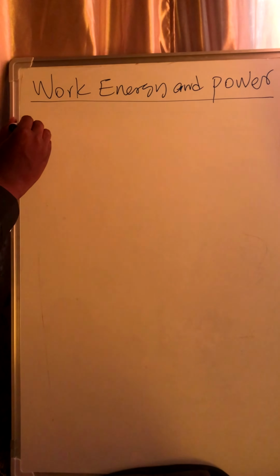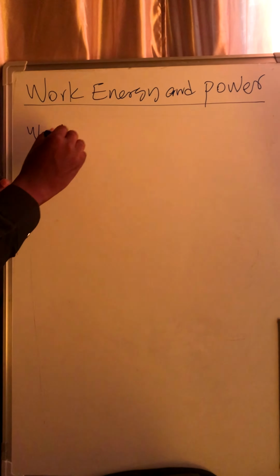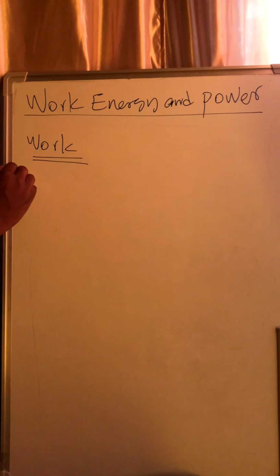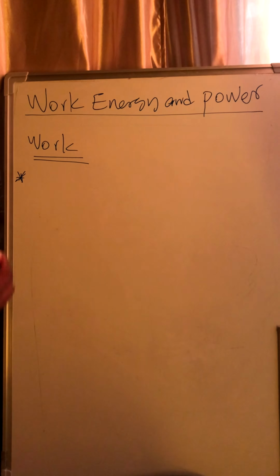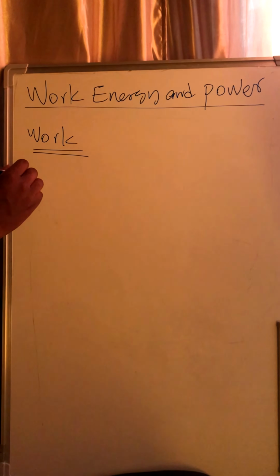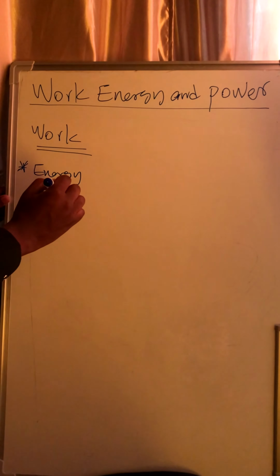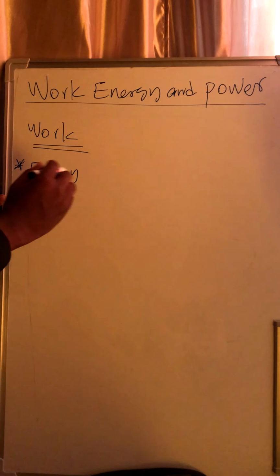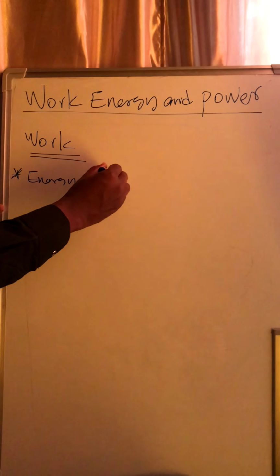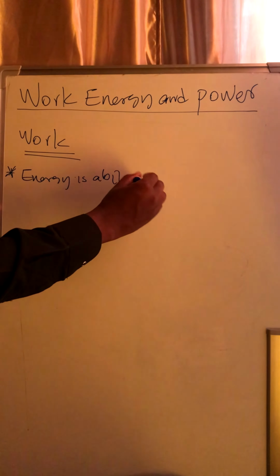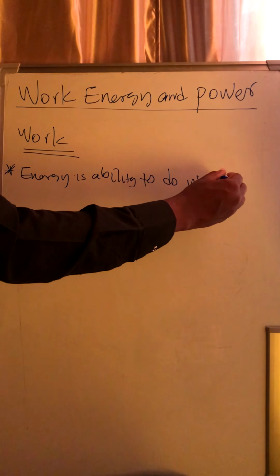Work, energy and power. In this lesson we'll be focusing on work. Remember from the lower grades, what is work? Before we can go to work, you know that if a person can do work, that means that person has energy. There is no one who can do work without energy. So let's start by defining energy. In grade 1 or grade 2, you learned about energy. Energy is the ability to do work.